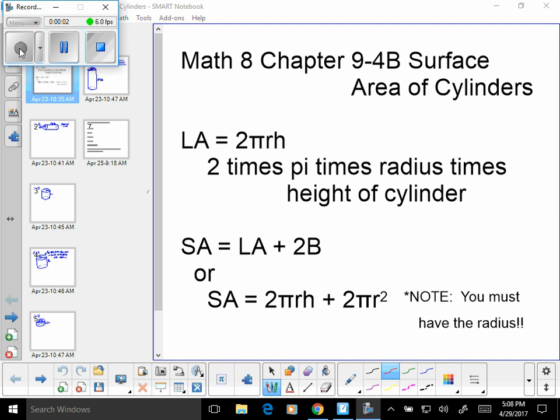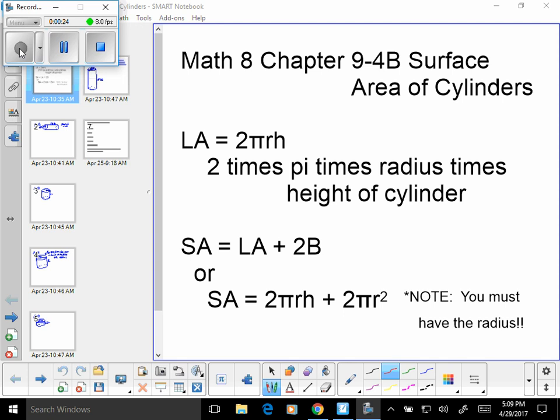Okay, class, we are ready for Chapter 9-4B, which is the surface area of cylinders. And I think you'll probably find that this is a little easier to grasp and not quite as complicated as the surface area of prisms. That lesson had 3 different kinds of prisms. This lesson just has cylinders.